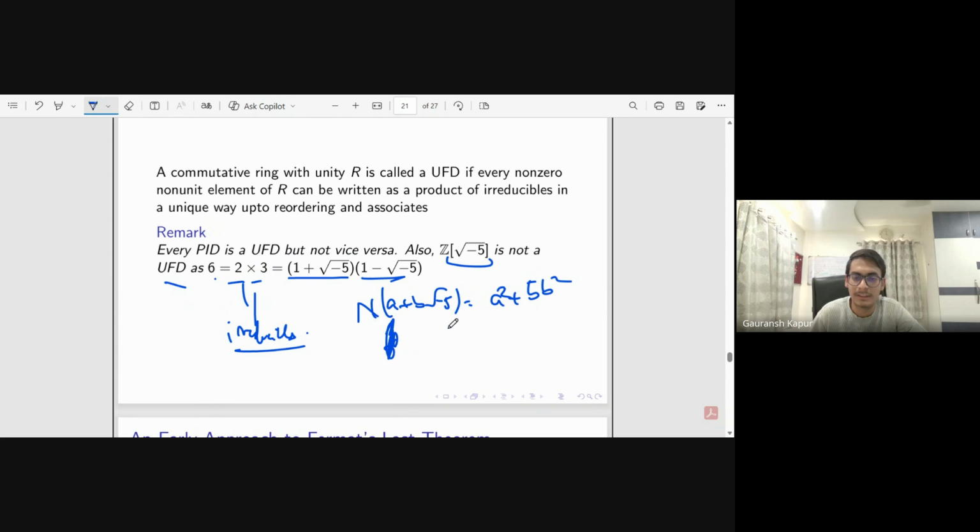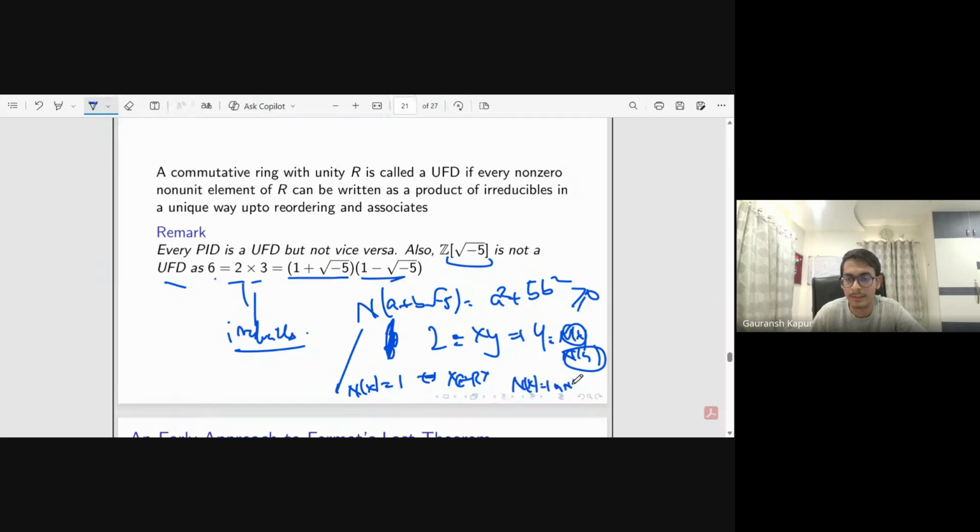and we can check that 2 and 3 are irreducible if you try to write 2 as xy. And you can also check that an element is a unit if and only if its norm is 1. So if you try to write 2 as xy, then the norm of 2, which is 4, would be norm of x times norm of y. And norm is, of course, non-negative. And norm of x times norm of y is 4 means that either norm of x is 1 or norm of x is 2, or norm of y is 1 or norm of y is 2.